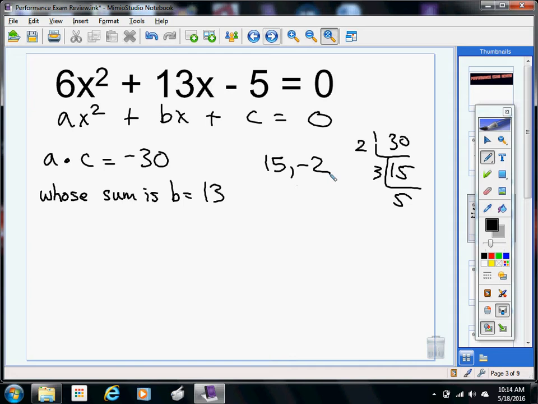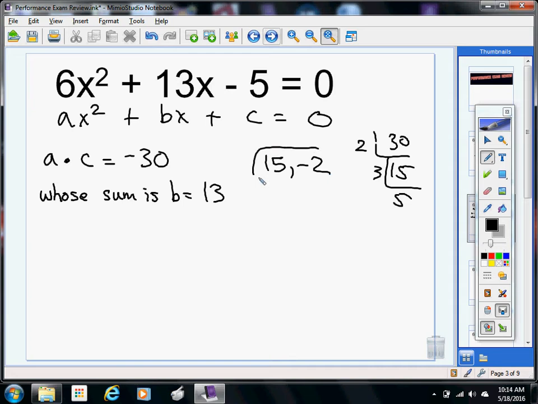Now, if you can't come up with 15 and negative 2, you can still get the answer correct to this problem. You're just going to have to do it another way. Guys, factoring is a way to solve equations. Will it solve all of them? No, because not every equation factors, just like every number doesn't factor.